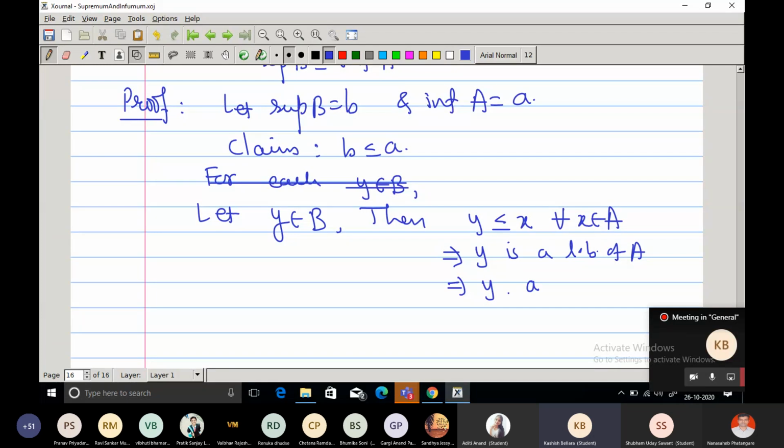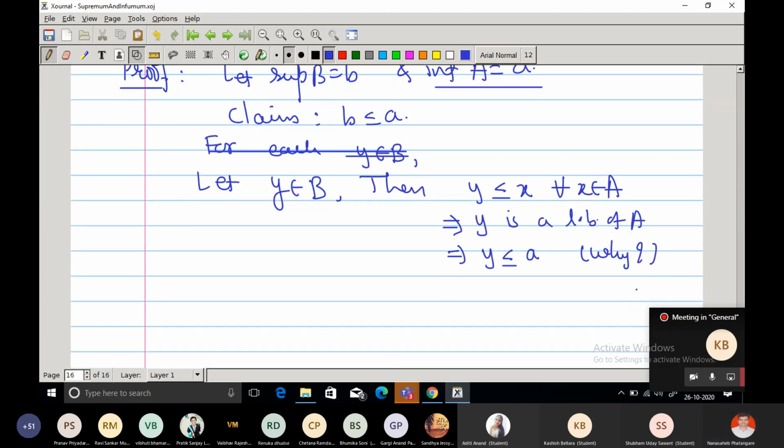Y is the infimum of A? No, y is just a lower bound. And what is our assumption? Infimum of A is a. So what is the relation between y and a? Y is less than or equal to a. So a is the greatest lower bound and y is just a lower bound. When I say y, you write down the detail. So y is less than or equal to a.